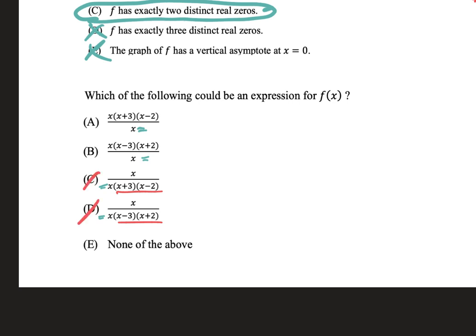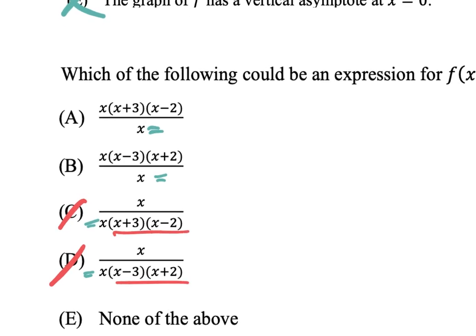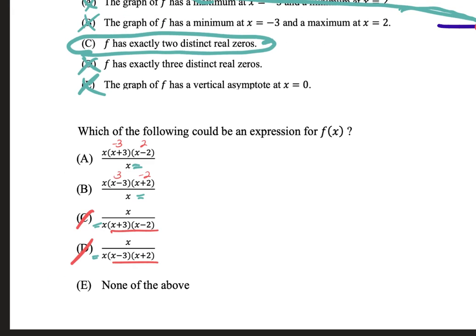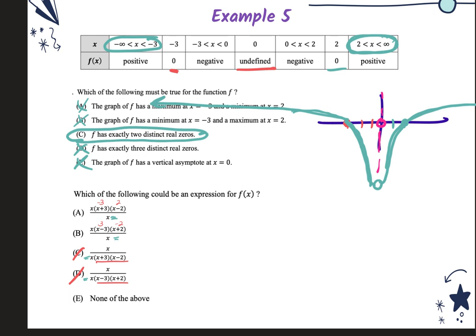Now look at the signs in A and B. What's different? This would say there's a 0 at -3 and +2. This would say there's a 0 at +3 and -2. Where were our zeros? -3, +2, which means A could have been the equation of this graph.